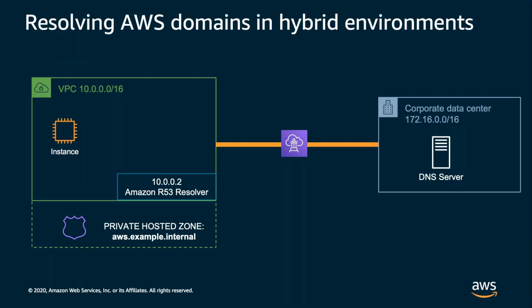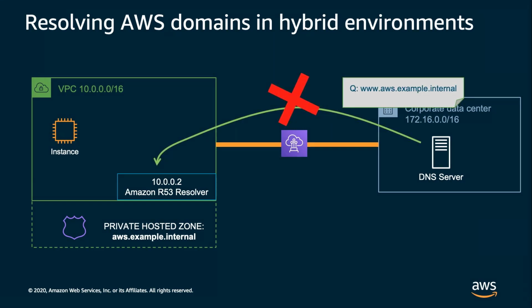What this looks like in a hybrid environment, here we have a direct connect from our on-premise environment connecting a VPC. You might think, well, I'll just query the .2 Amazon Route 53 resolver. This traffic flow is actually blocked. The Route 53 resolver doesn't respond to DNS queries outside of the VPC. So this isn't an option for doing DNS resolution.